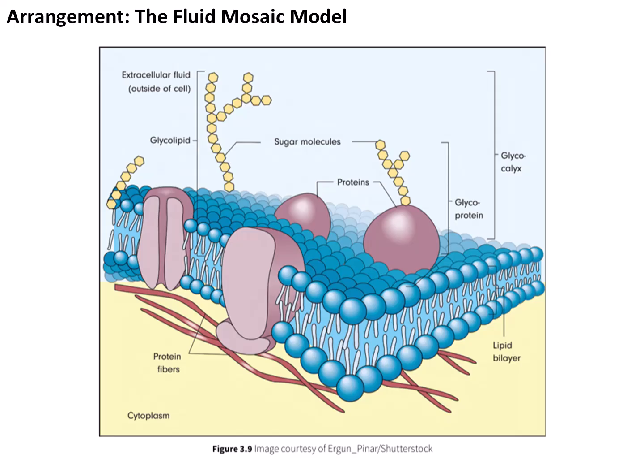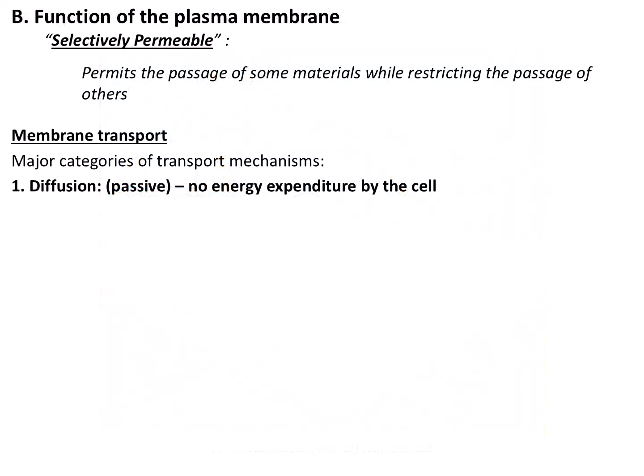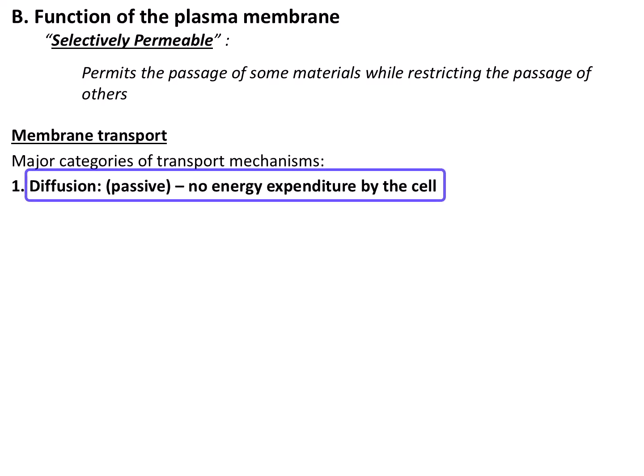The plasma membrane functions as a barrier and is selectively permeable, which means it allows the passage of some materials while restricting the passage of others. Because the plasma membrane is a selectively permeable barrier, we must talk about the different ways that solutes are transported across the plasma membrane. The first major category of transport mechanisms that we're going to talk about is called diffusion.